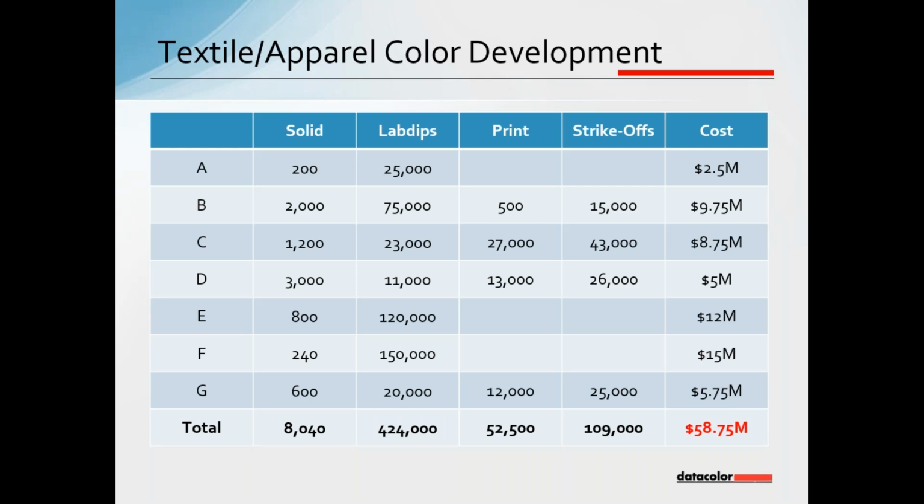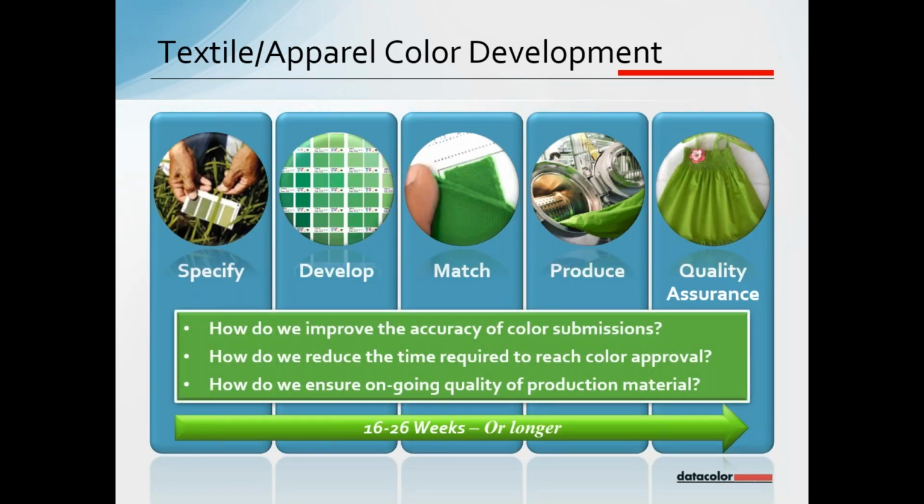This doesn't account for the shipping costs of getting those physical samples from the supplier to the retail apparel customer, nor does it account for the time that it takes for that process to occur. So we really need to ask ourselves some questions about this overall color development process. Firstly, how do we improve the accuracy of color submissions? So rather than having to send 2, 3, or 4 rounds of submissions to get approval, how can we ensure that the first round is going to be acceptable, and that's the only round we have to look at, as well as the only round of physical samples that we're going to ship?